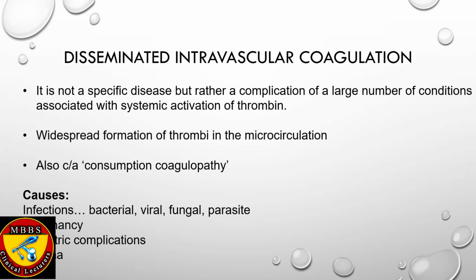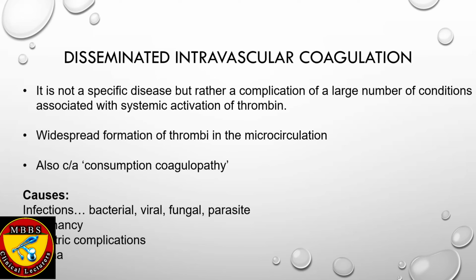So in DIC there is multiple thrombi formation, and this widespread thrombi is present in the microcirculation. It is also called consumption coagulopathy because in the formation of thrombi, the coagulation factors, the clotting factors, and the platelets, both of them are consumed by this thrombi formation. So DIC is also termed as consumption coagulopathy.